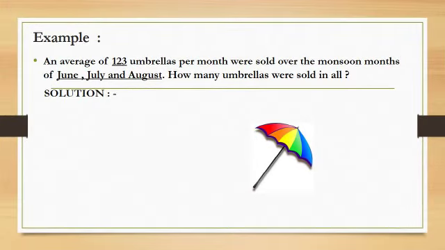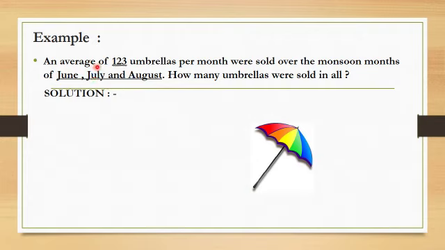Now let us see another type of example. An average of 123 umbrellas per month were sold over the monsoon months of June, July and August. How many umbrellas were sold in all? This is the question. Now let us find the information in the question. We have read the question. Now let's find the information.